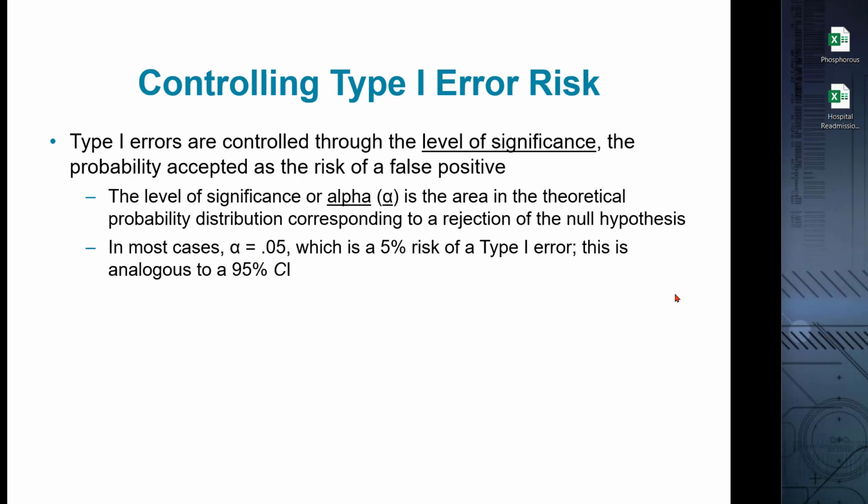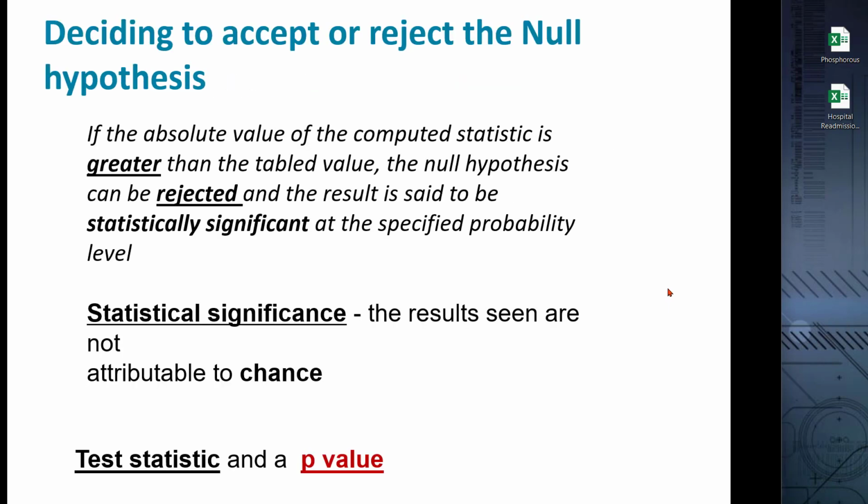The specific alpha level establishes a critical region or critical value in the sampling distribution of the test statistic. This critical region defines the range of values that, if observed, would lead us to reject the null hypothesis, and we have statistical significance. So, we calculate a test statistic and a p-value.